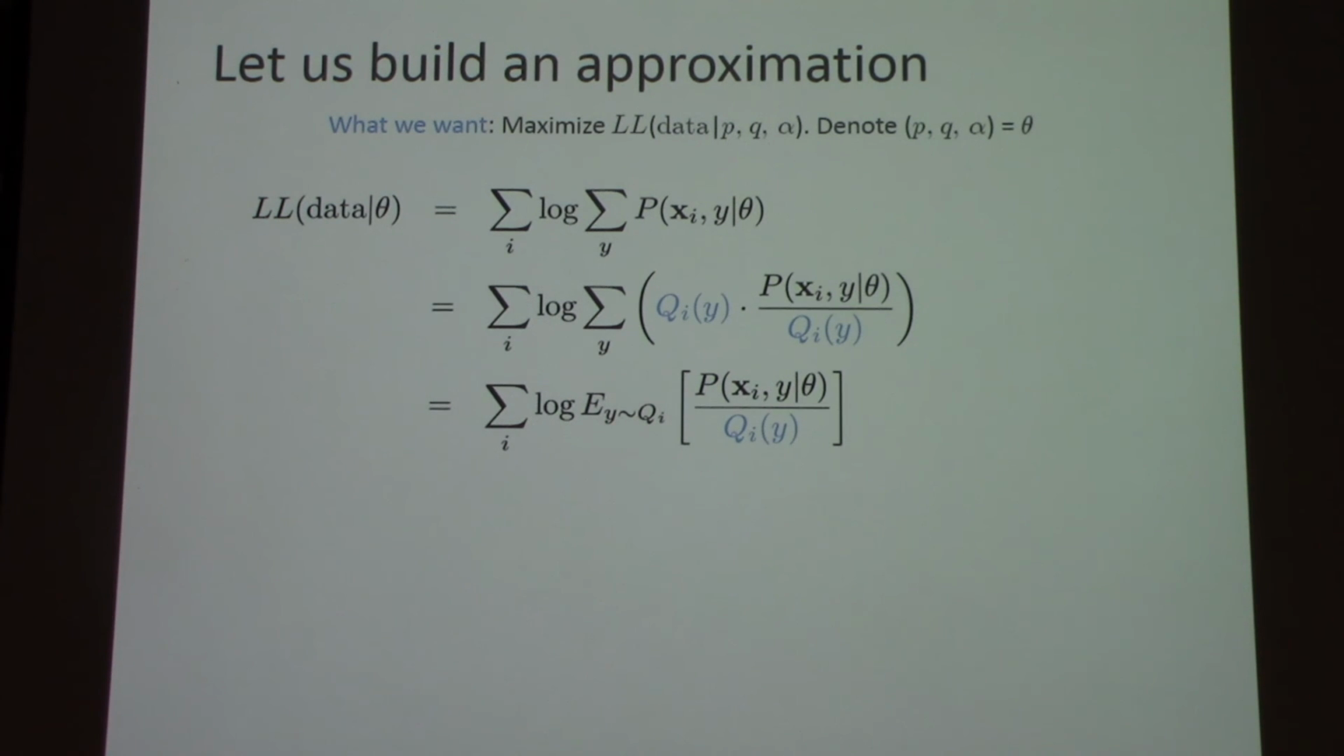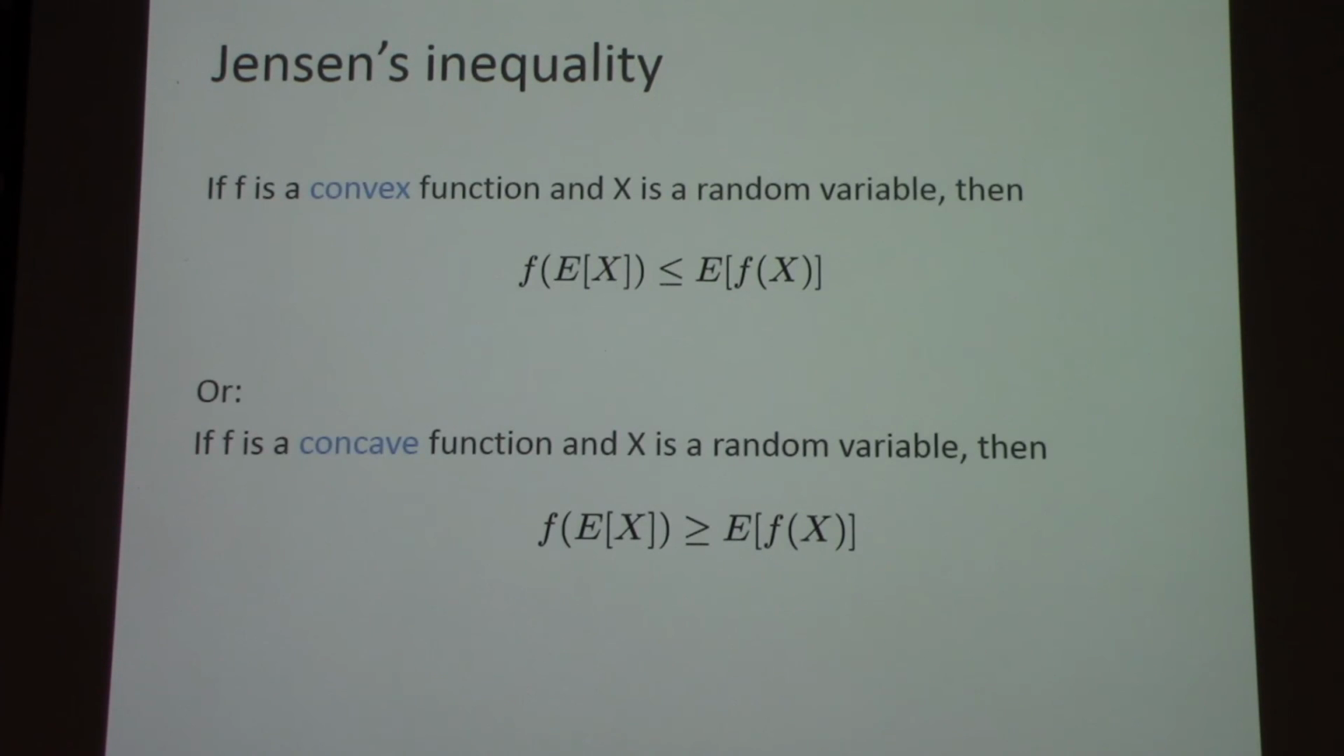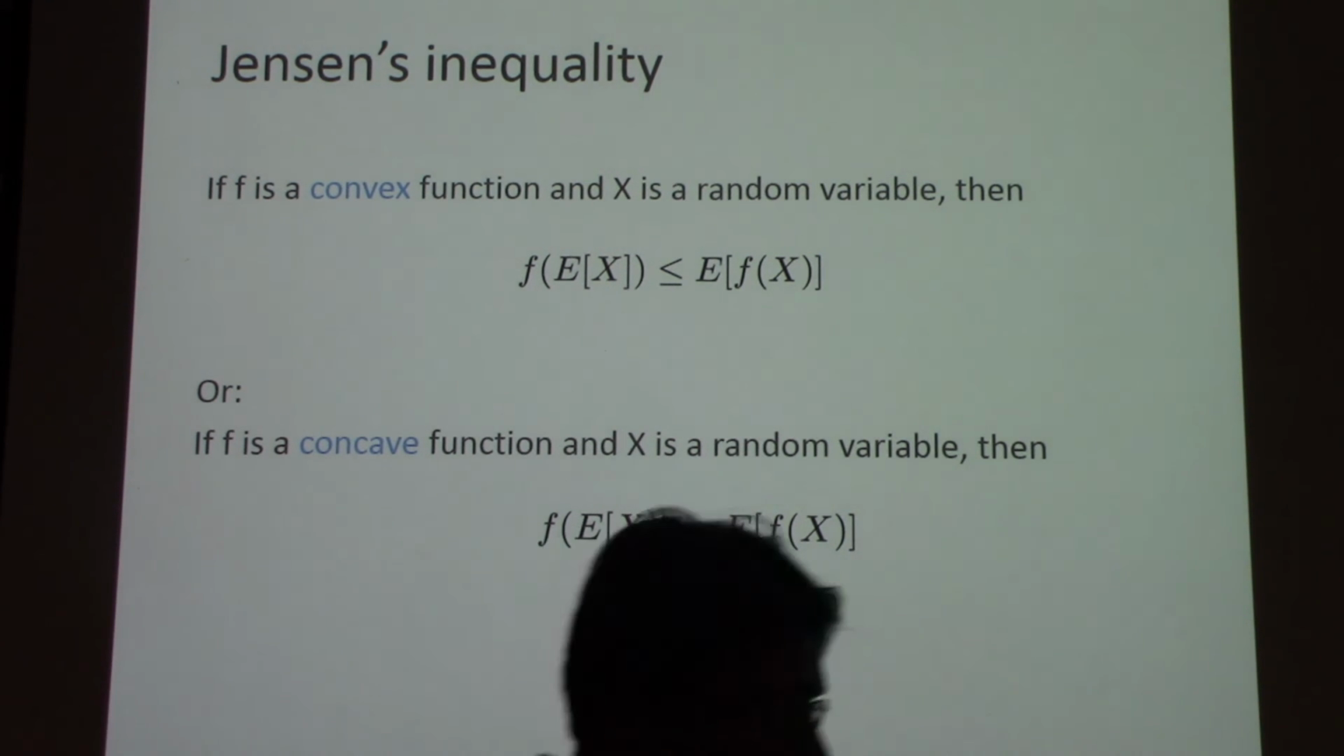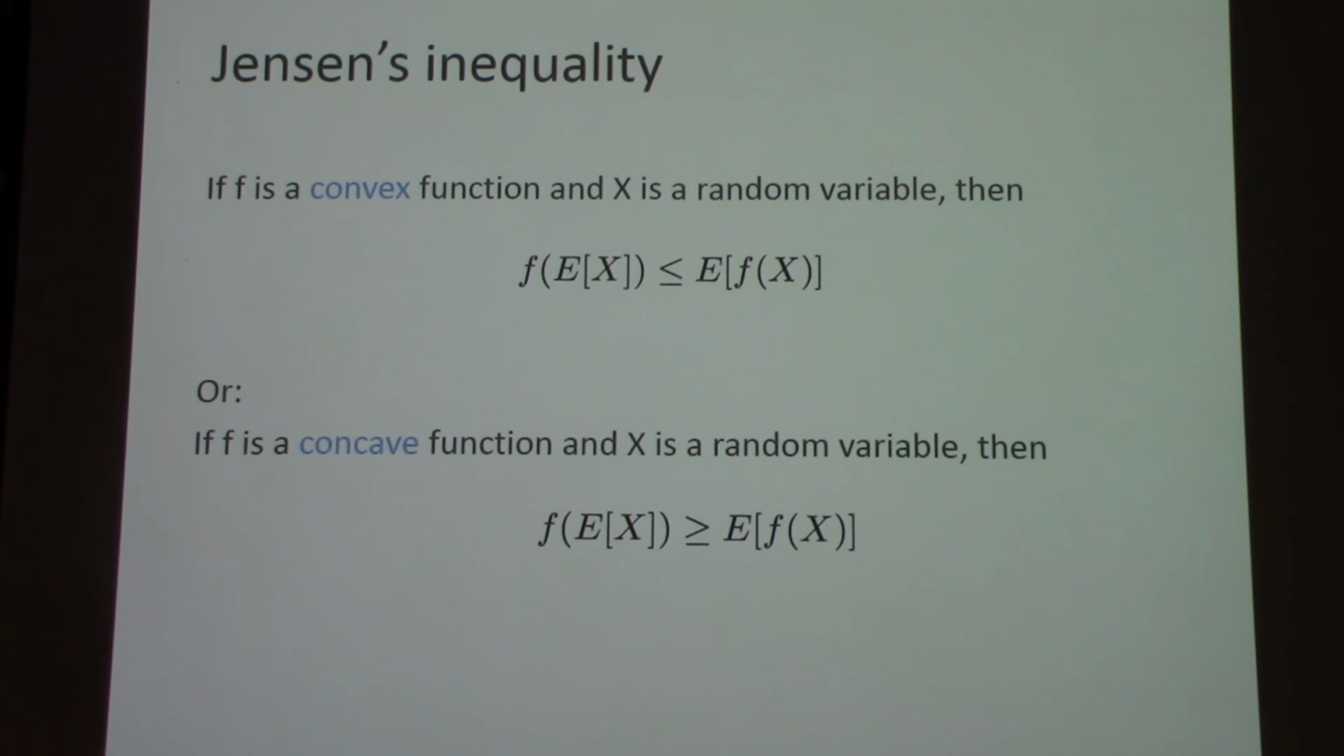But now we can actually use some interesting properties of this function log to build the approximation. And the property that we are going to use is called Jensen's inequality. How many people have seen Jensen's inequality before? 2 people are raising their hands, so I'm going to assume 5. So Jensen's inequality is a property of any convex function. It simply says, and this is actually not terribly hard to prove, but you can take it as given.